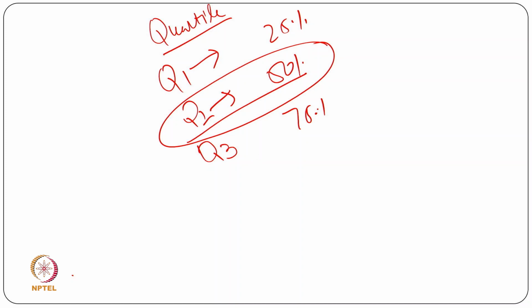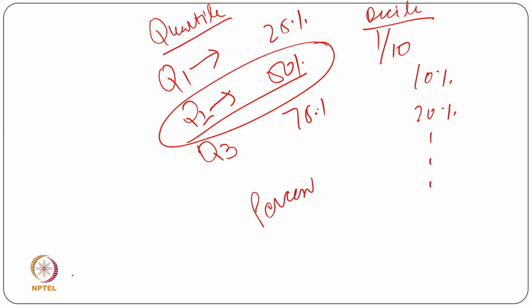Then we have decile, which is 1/10, okay, 10%, 20% like that. And then we have percentile, which is 1/100, okay, 1, 2, 3, 4. So this is how we can also calculate the quartile, decile, and percentile on our data set.